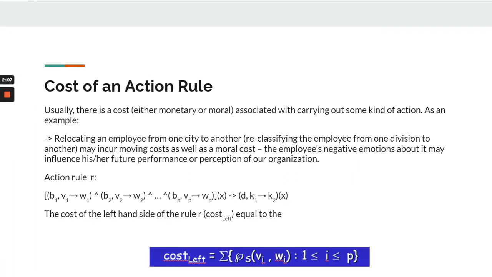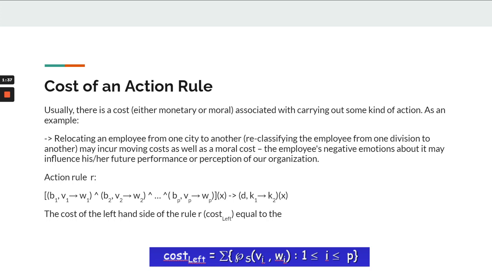So for every action rule there lies a cost. Usually there is a cost associated with carrying out some kind of action. As an example, relocating an employee from one city to another, or reclassifying the employee from one division to another, may incur moving cost as well as normal cost. The employee's negative emotions about it may influence his or her future performance or perception of our organization.